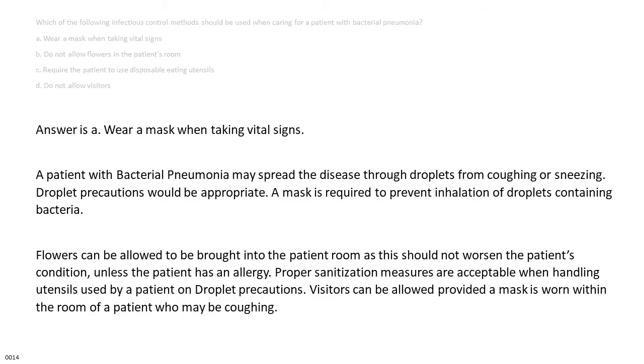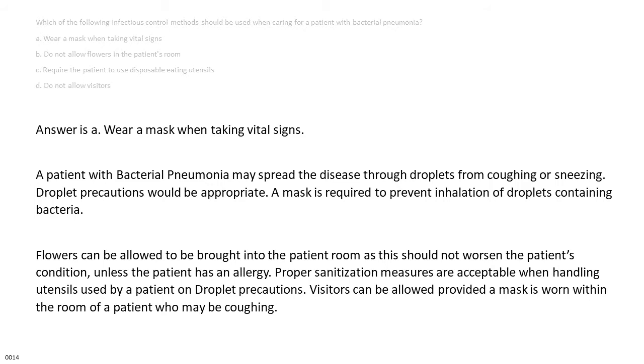Answer is A. Wear a mask when taking vital signs. A patient with bacterial pneumonia may spread the disease through droplets from coughing or sneezing. Droplet precautions would be appropriate. A mask is required to prevent inhalation of droplets containing bacteria.